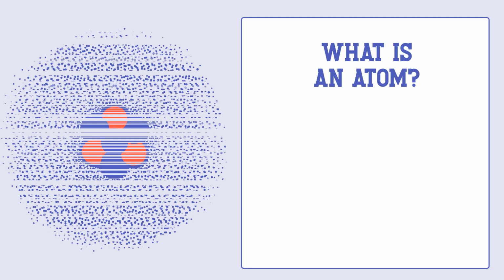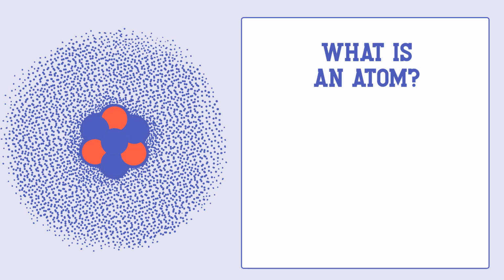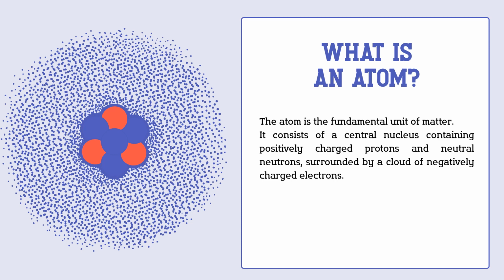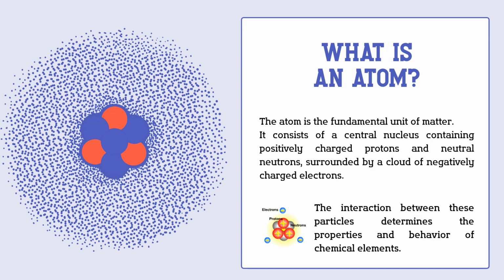To talk about ionizing radiation, first we need to go into more detail about the atom. So, what is the atom? The atom is the fundamental unit of matter. Simply, it consists of a central nucleus containing mostly charged protons and neutral neutrons, surrounded by a cloud of negatively charged electrons. The interaction between these particles determines the properties and behavior of the chemical elements.